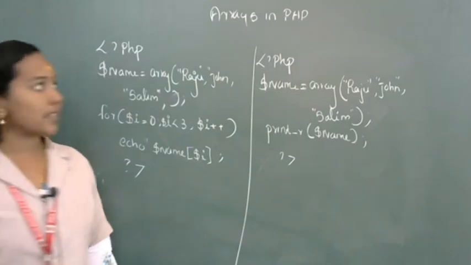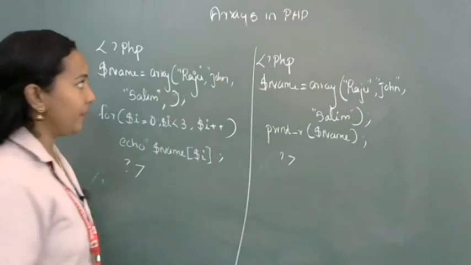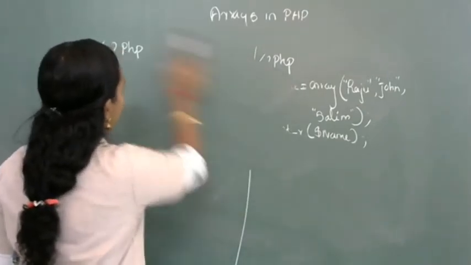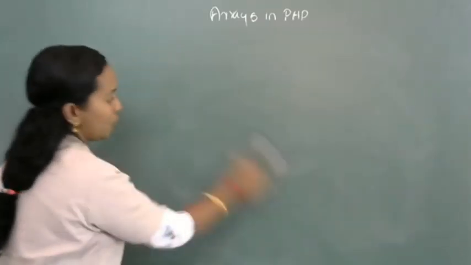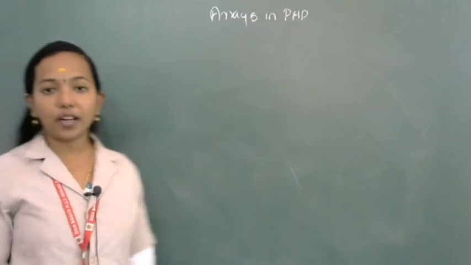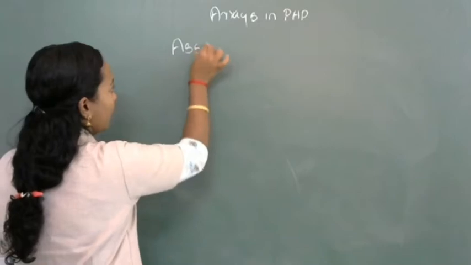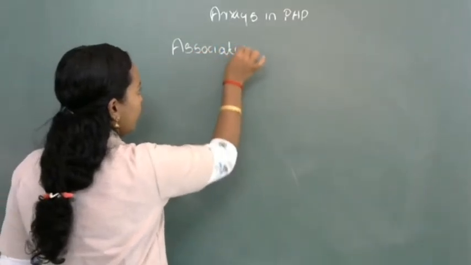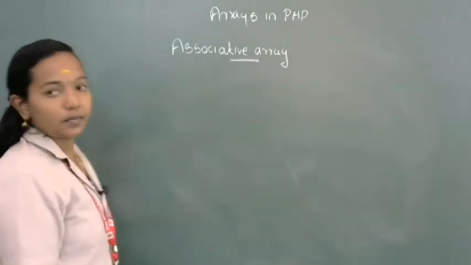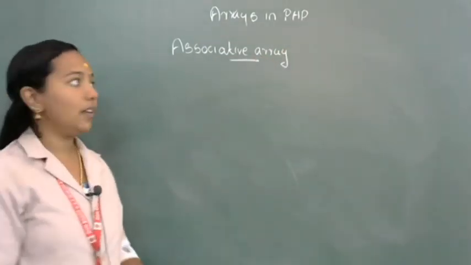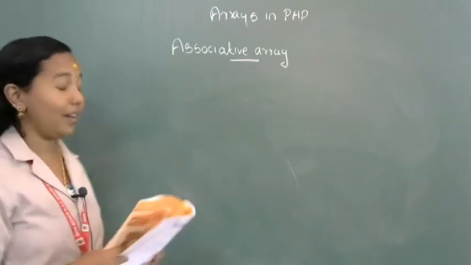Okay, so what is an indexed array? Arrays with numeric indexes are known as indexed arrays. Then one more array present in PHP. What is the next array? That is known as associative array. Associative array means an array with numeric indexes are known as indexed array.